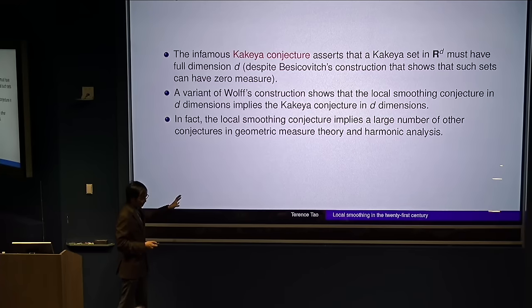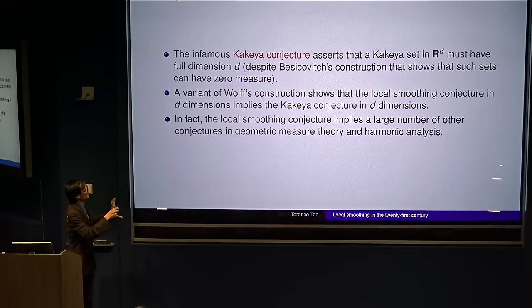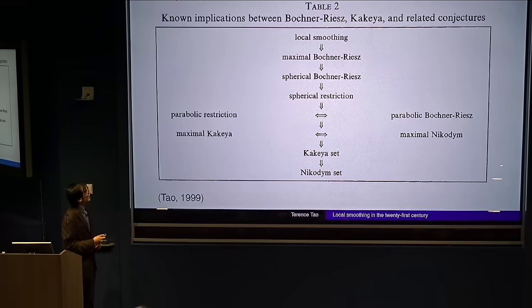Fortunately, in two dimensions, we actually do have a pretty good understanding. And then there are all these intermediate conjectures between Kakeya and local smoothing that you have to understand as well. I'm running out of time, but one of my first papers was to understand the connections between all these conjectures. This is a paper of mine from '99, where I proved a bunch of implications between various conjectures. You see local smoothing at the top and the Kakeya sets at the bottom, and then there are other ones I don't want to talk about.